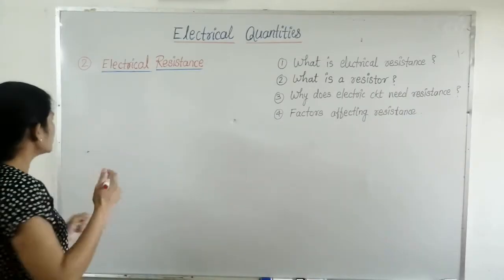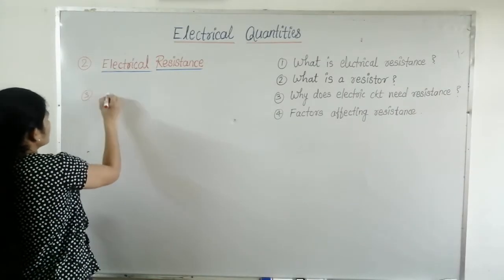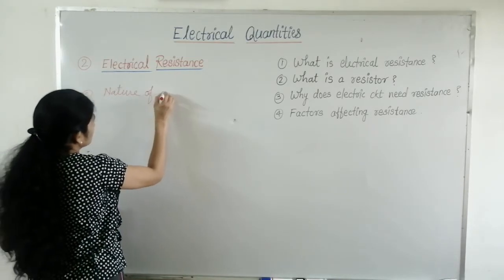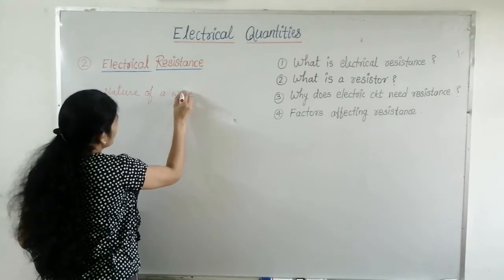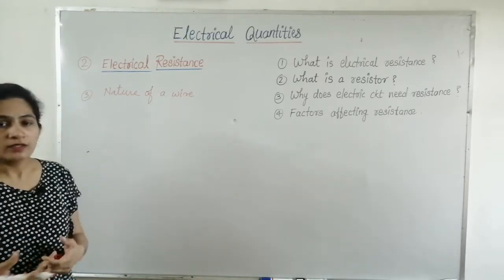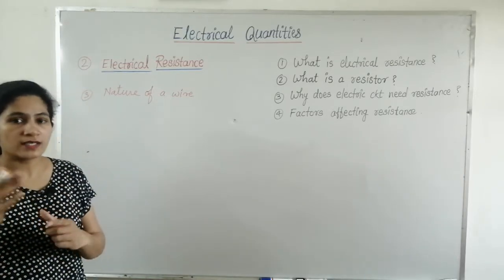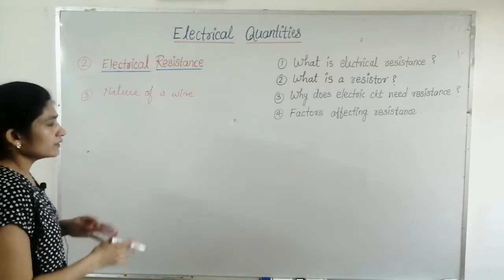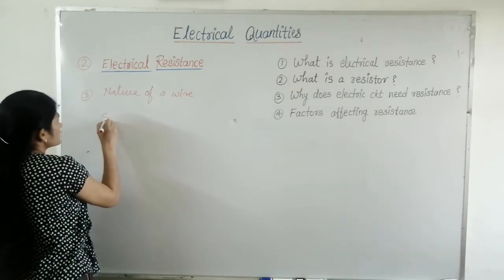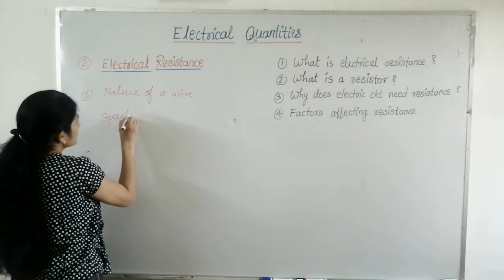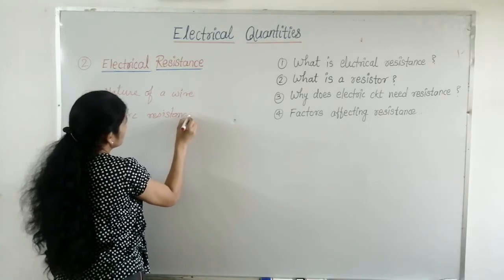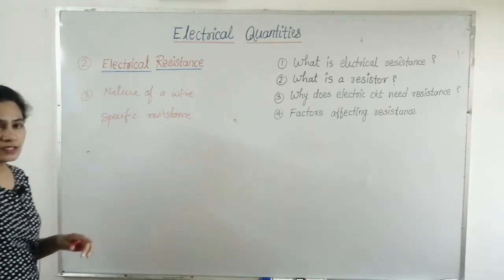Resistance of a wire also depends on the nature of conductor. Okay, third factor is nature of a wire. Nature of wire means the material of which the wire is made. If you take silver, then the resistance of silver is less than copper, and the resistance of copper is less than aluminum. So this is called specific resistance, means the resistance of a particular material. This is called specific resistance.